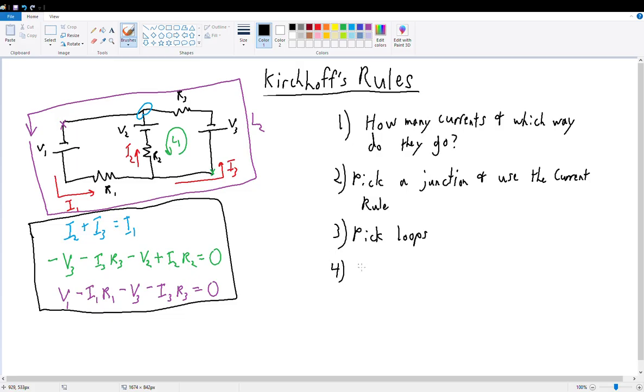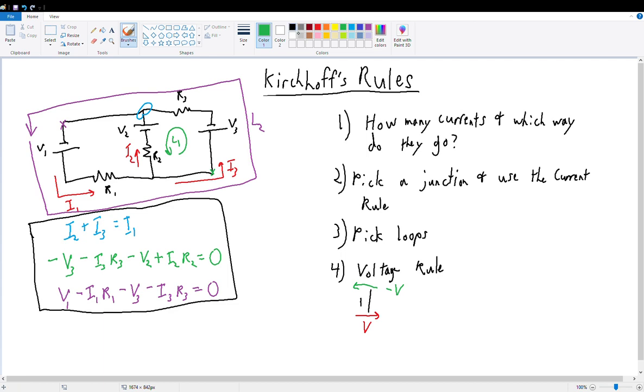Step 4 is our voltage rule. Use these loops to write down these equations. And remember direction. When we're using the voltage rule, if you are going from the small end to the big end of a battery, going in this direction, then that is a positive V. But if you were going the opposite direction, that is a negative V.